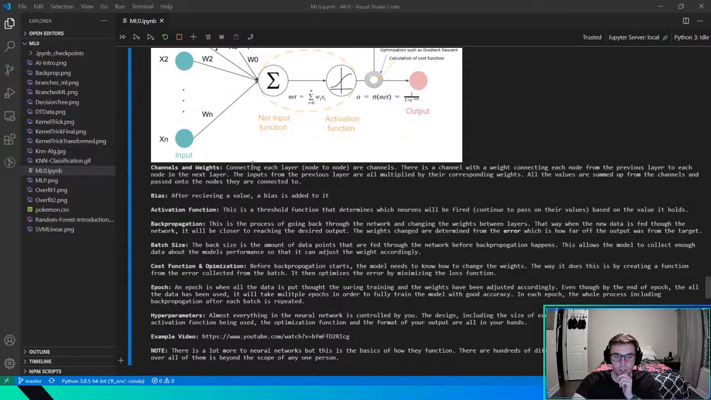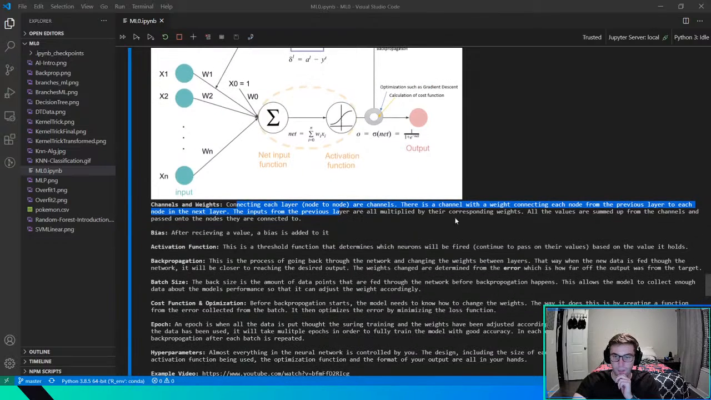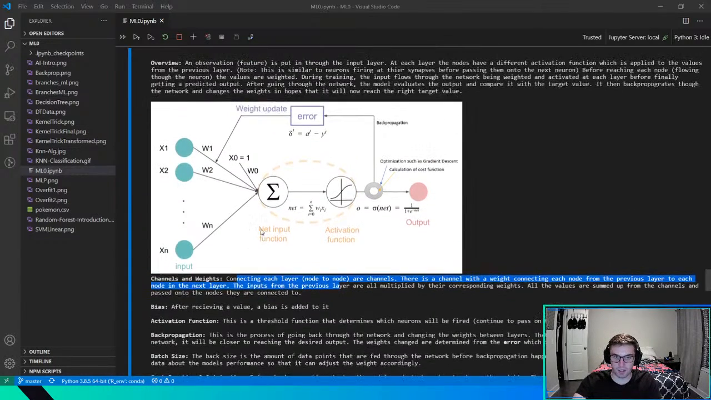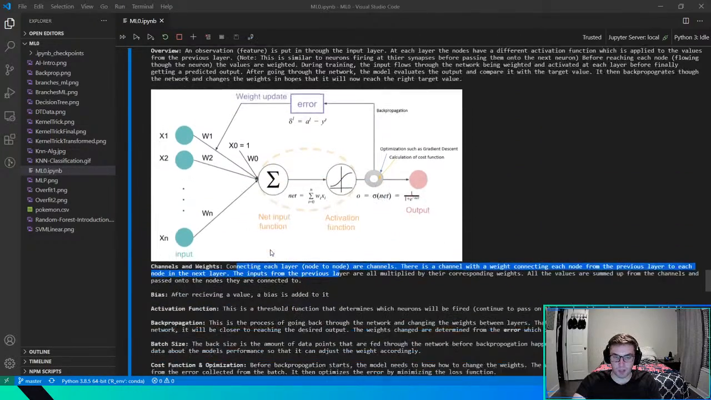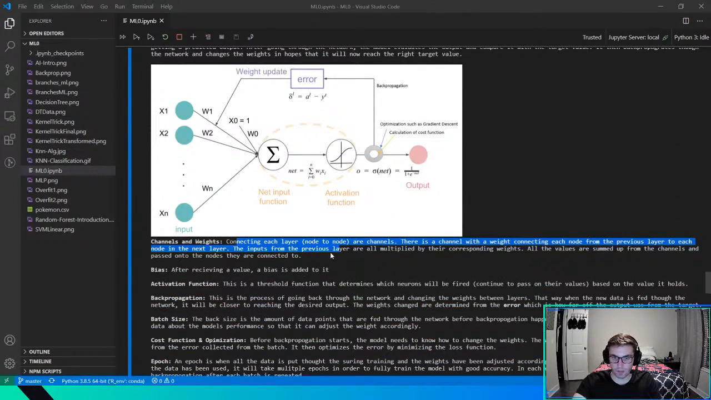Alright, cool. So channels and weights. Connecting each layer, node to node, are channels. There's a channel with a weight connecting each node from the previous layer to each node in the next layer. So, just these lines right here, and each of them has a weight associated with it. The inputs from the previous layer are multiplied by their corresponding weights, and then those are summed up at the next node.